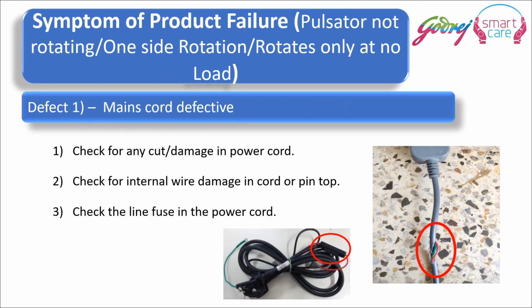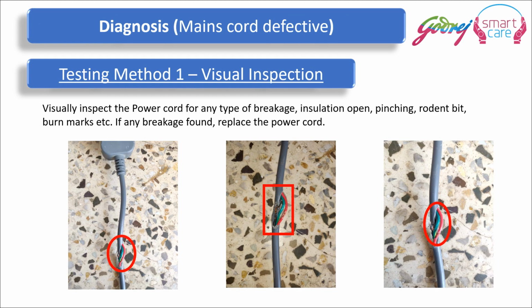The defects related to the main cord: we have to check for any cut or damage in the power cord. We have to check for internal wire damage in the cord or the pin top, and check the line fuse in the power cord. We have to visually inspect the power cord for any breakage, insulation open, pinching, rodent bite, or burn marks. If any breakage is found, we have to replace the power cord.